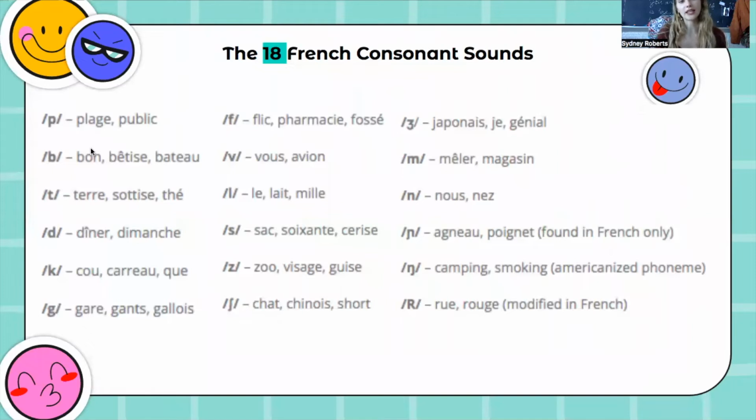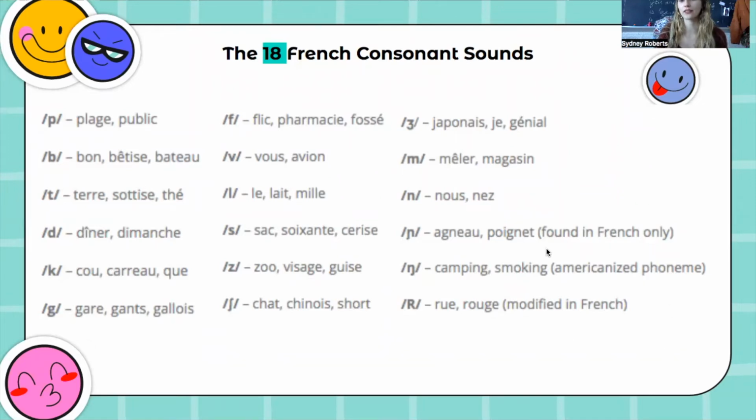Just like in English, we've got the p sound for plague or public. We've got the b sound, just the same. Bon, bêtise, bateau, all of those sounds. Same with T, D, very, very similar across the board. And then we do have the zh sound. We can see right here, génial, like I mentioned, but we don't really see the th sound anywhere on here. So that's definitely a common difference.